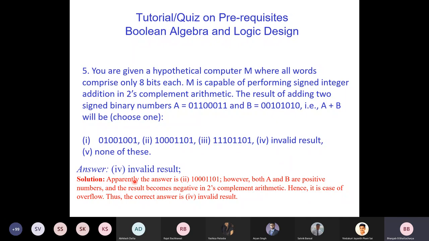Okay. So you have rightly said that apparently the answer is this. However, both A and B are positive numbers. The result becomes negative in 2's complement arithmetic. Hence, it is a case of overflow. The correct answer is invalid result.